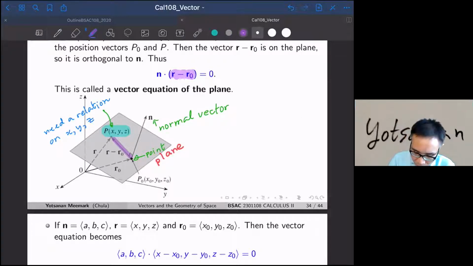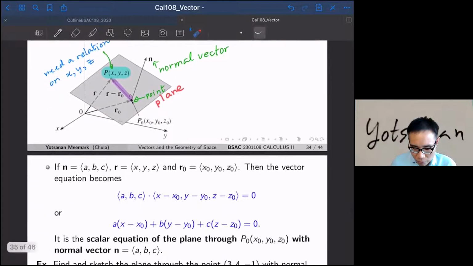So the purple vector, which is r minus r0, is the vector that is orthogonal to the normal vector. The orthogonality transfers into the relation n dot (r minus r0) equals 0. So you have this relation. When you have this one, you're gonna use n equal to a, b, c. This is your normal vector n.